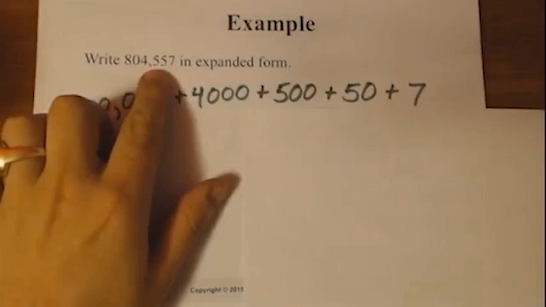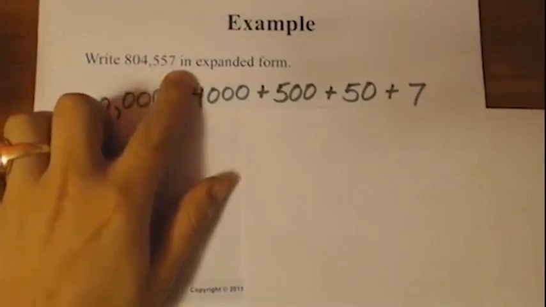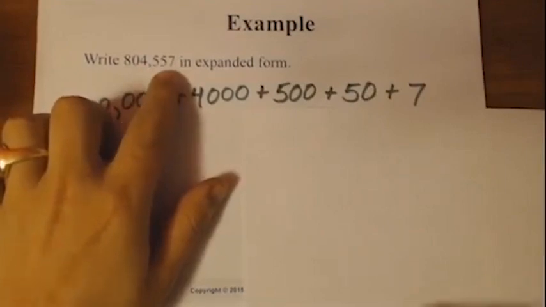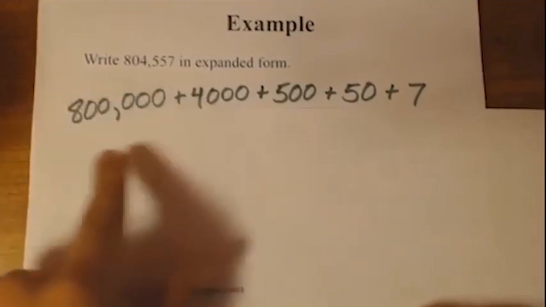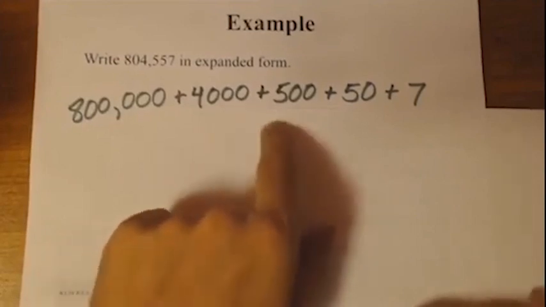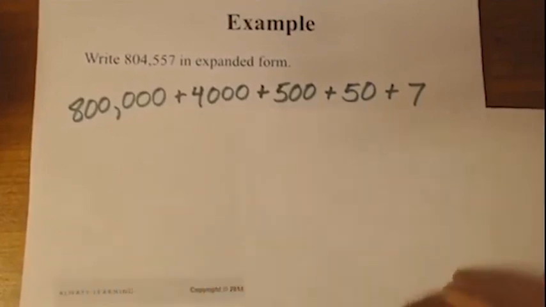So then we would have our 5. 5 hundreds is 500. And then 5 tens is 50. And then 7. So 800,000 plus 4,000 plus 500 plus 50 plus 7.